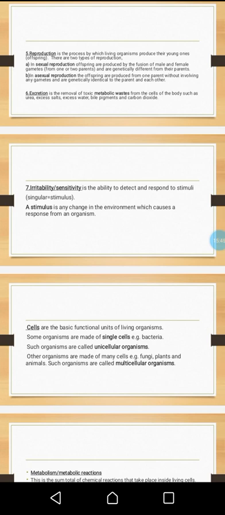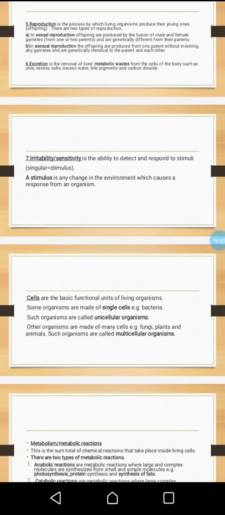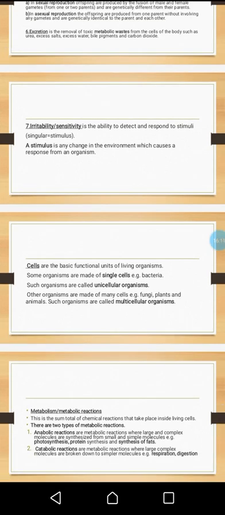so you can talk about in sexual reproduction, offsprings are produced by fusion of male and female gametes and are genetically different from their parents. While in asexual reproduction, the offsprings are produced from one parent without involving gametes and are genetically identical to the parent or each other. Then excretion. Excretion is the removal of toxic metabolic waste from the cells of the body, such as urea, excess salt, excess water, biopigment, and carbon dioxide.